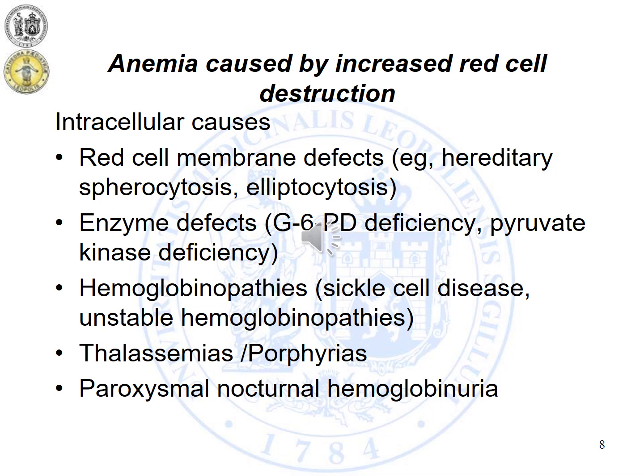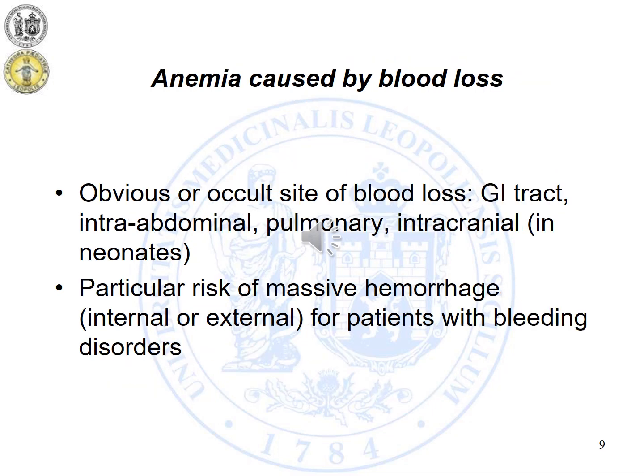Intracellular causes of destruction can be red cell membrane defects, enzyme defects like glucose-6-phosphate dehydrogenase deficiency, hemoglobinopathies like sickle cell disease and thalassemias, porphyrias, and paroxysmal nocturnal hemoglobinuria. Anemia can also be caused by blood losses, from obvious or occult sites: gastrointestinal tract, intra-abdominal, pulmonary, intracranial.